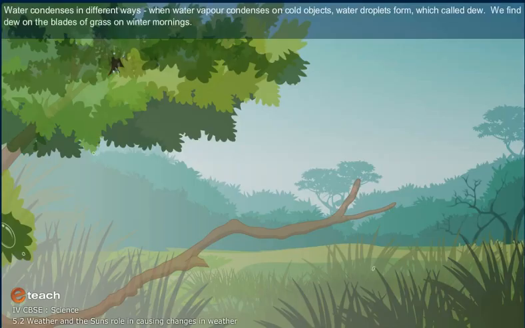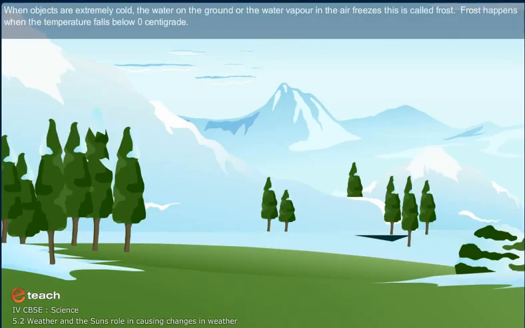Water condenses in different ways. When water vapor condenses on cold objects, water droplets form, which is called dew. We find dew on the blades of grass on winter mornings. When objects are extremely cold, the water on the ground or the water vapor in the air freezes. This is called frost. Frost happens when the temperature falls below 0 degrees centigrade.